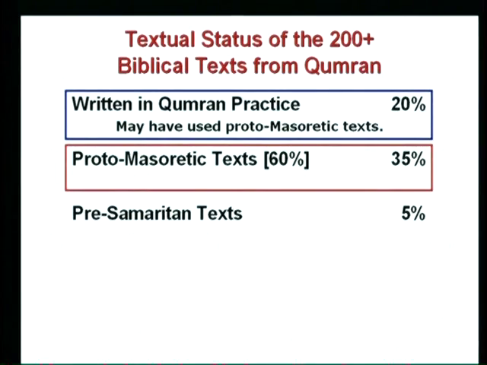The pre-Samaritan texts he gave as 5%. In other words, these are Hebrew texts that could have been the Vorlage. Vorlage, from the German, to lie before, to be beneath, to be the foundation of. All of these old translations had to have a Hebrew base to translate from. And so some have hypothesized that there was a different Hebrew base for the Septuagint than was used for the Proto-Masoretic, than was used for the Samaritan Pentateuch, for example.